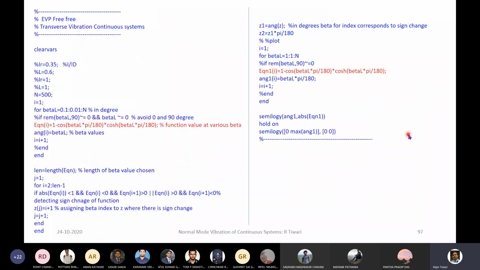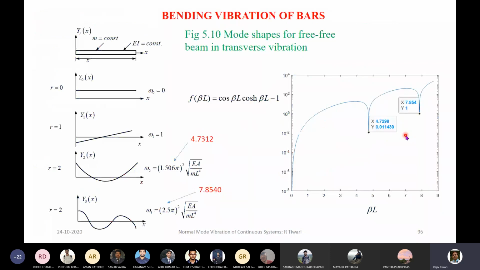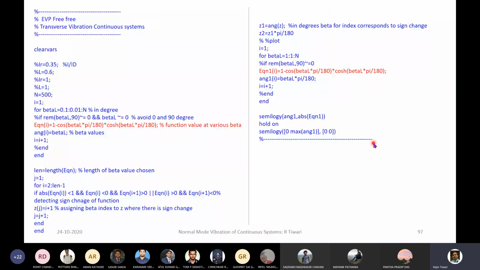This plot is from that code only. If you solve any other assignment problem, you need to change only these equations. For different boundary conditions, we will have different equations. The rest of the things will be the same.